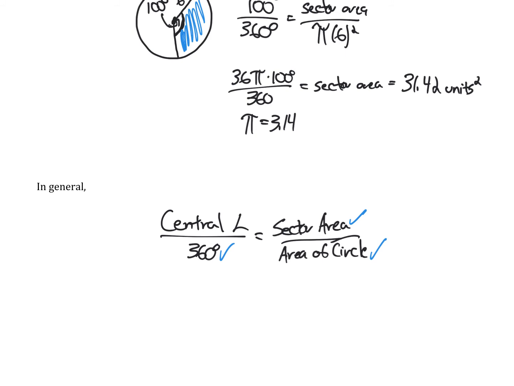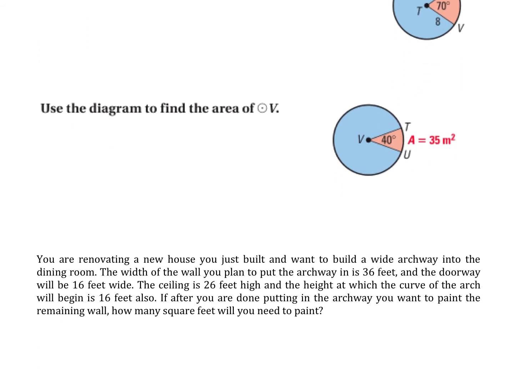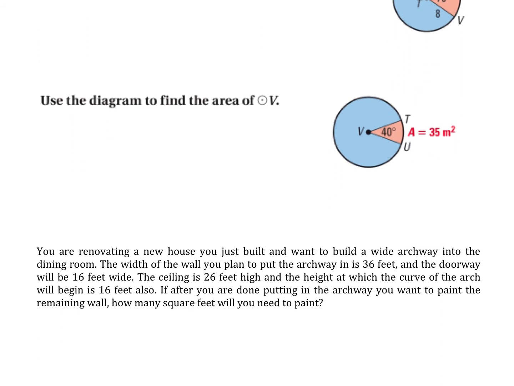So let's maybe try to find an example of that. If we go to the next page and we go to the second one down, now you can do the first one that asks you to find the area of the sector formed by UTV. Feel free to do that on your own. The solutions are on Canvas. But let's try to do one that's a little bit different than the one we saw above.